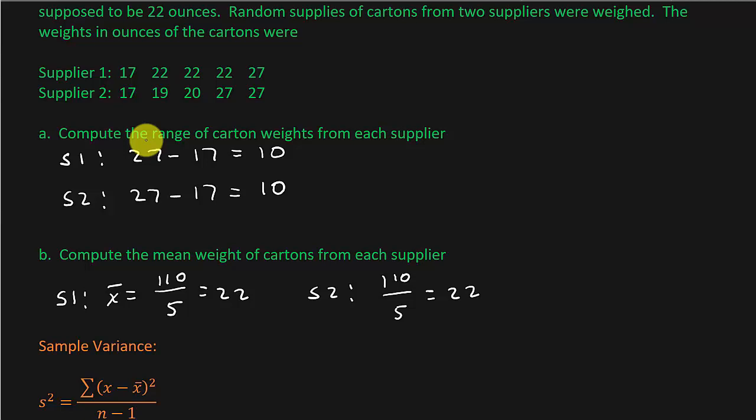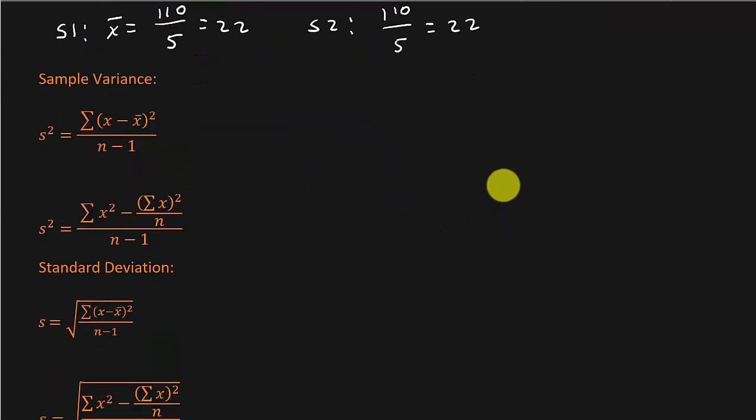So the range tells us the difference between the largest and smallest values, but it doesn't tell us how much the other values vary from one another, or how much they vary from the mean. So we need something that can tell us this, and that's where variance and standard deviation come in. So let's look at variance and standard deviation.